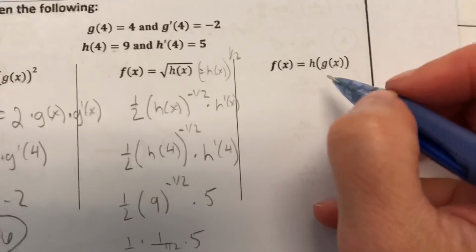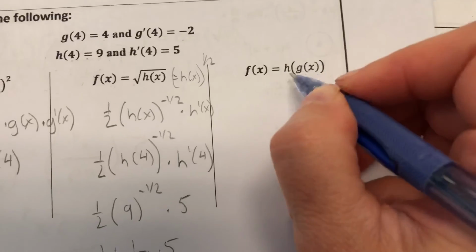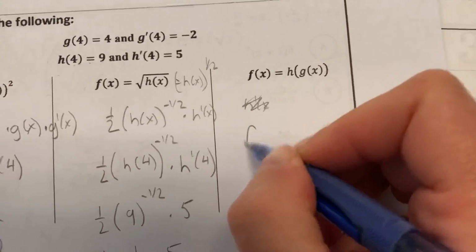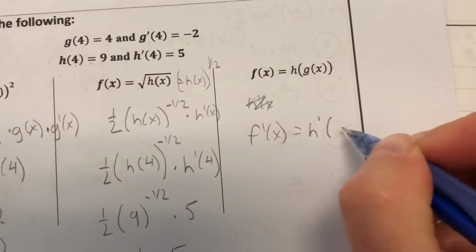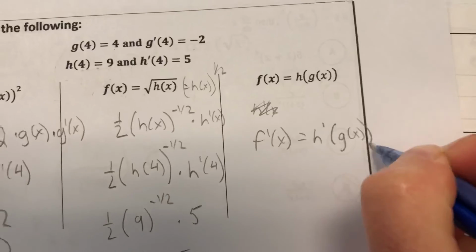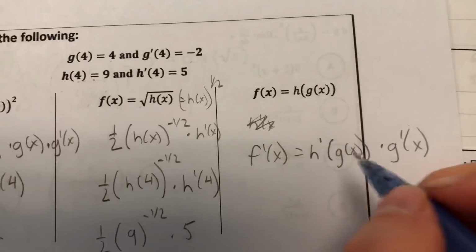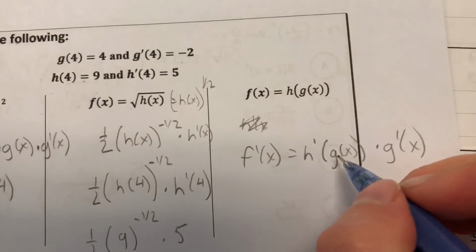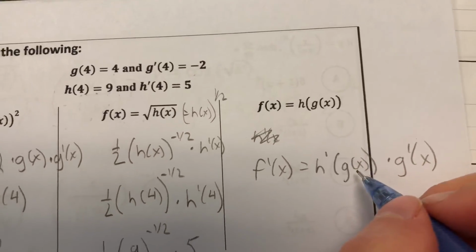All right, last one. So now here you have h of g of x. Do you see how the outside function is h there? So the derivative of this would be h prime, take the derivative of the outside, leave the inside in, and then multiply by the derivative of the inside. So a common mistake that people make here is they kind of think that it's h prime times g of x. This isn't multiplication. This is h prime of g of x.